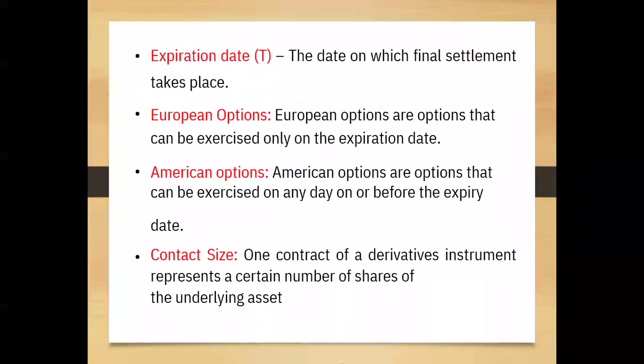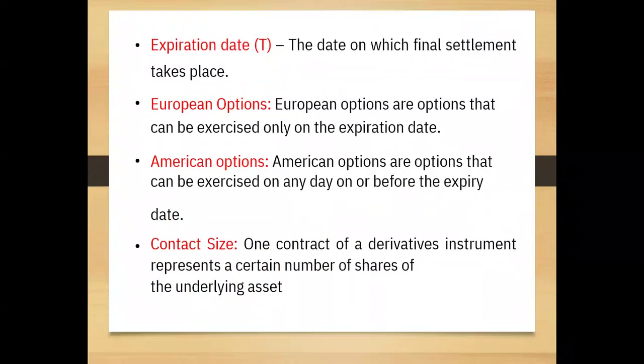Then the expiration date, the date on which final settlement takes place. European options can be exercised only on the expiration date; they can't be exercised before it. American options can be exercised on any day on or before the expiry date. Then contract size: one derivatives contract represents a certain number of shares of the underlying asset.